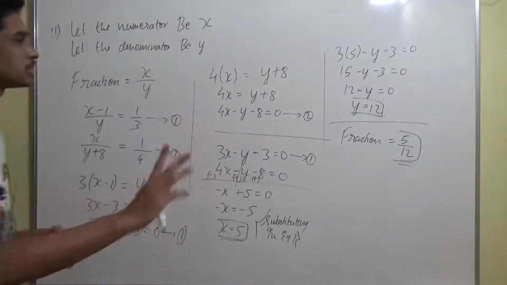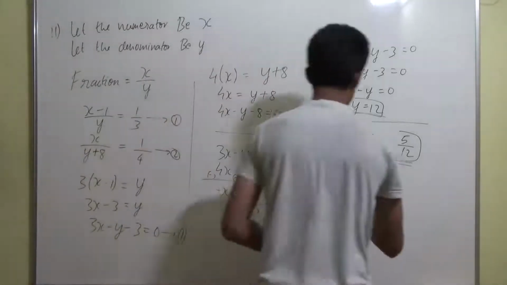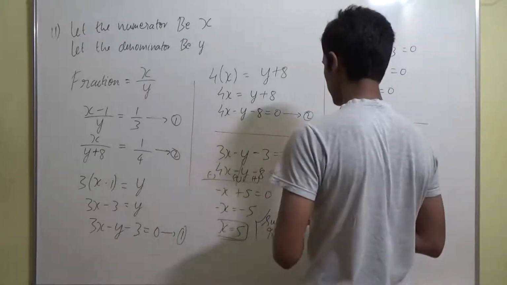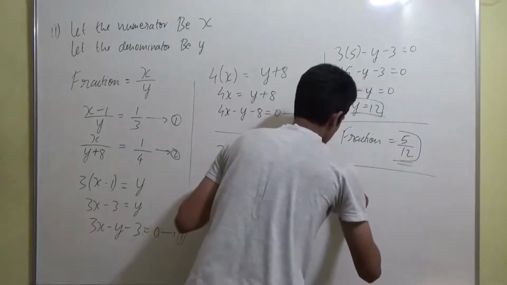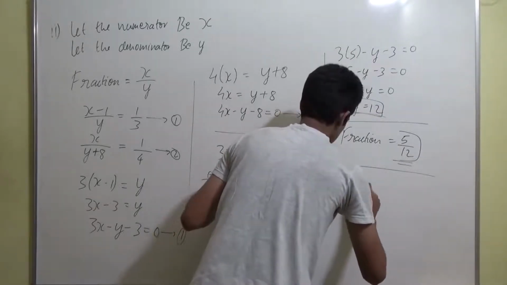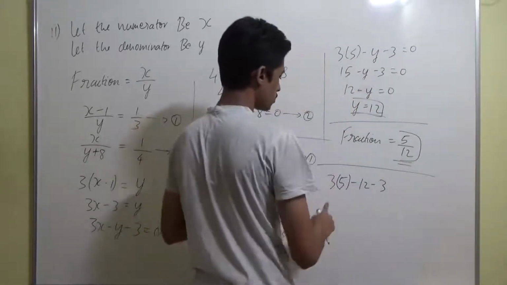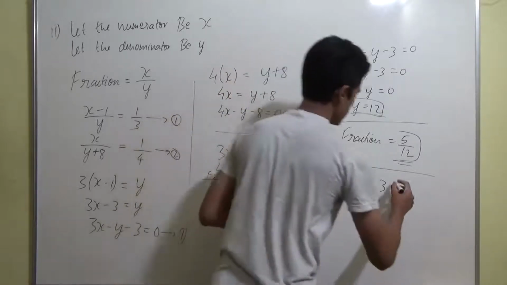So one step is missing guys. What's the step? That is verification. So let's verify it as well. We'll put the values of x and y back into both the equations and check that they are satisfied. Let's put in the first equation first. 3 into 5 minus 12 minus 3. We should see if this is going to be equal to 0. This is 15. 15 minus 12 minus 3 is 15 minus 15 equal to 0.